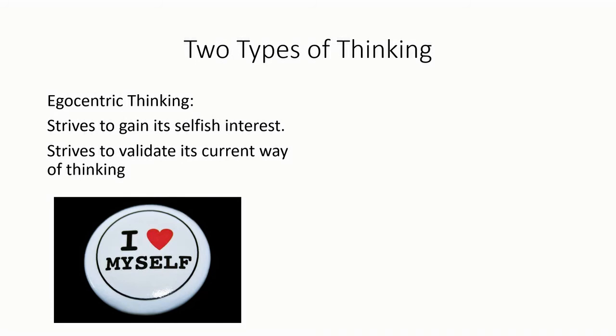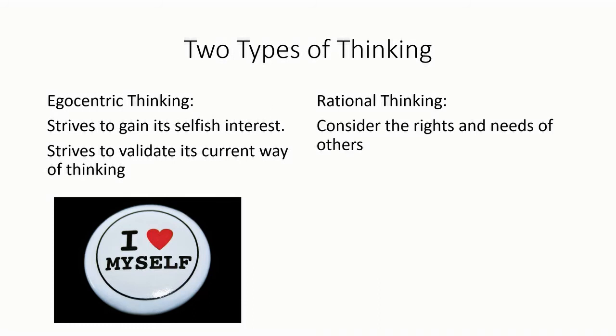The next is rational thinking. This is where we consider all aspects and sides of what we are thinking about. We consider the rights and needs of others as we're thinking, and we strive to see things as they really are. We want the truth, not necessarily because it helps us, but because it is, in fact, the truth.